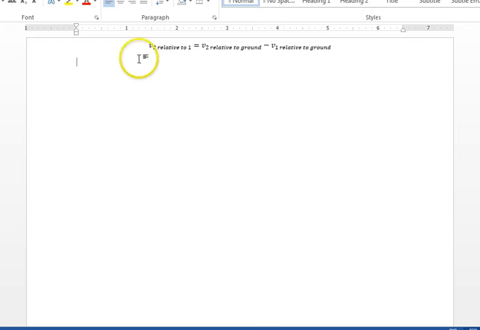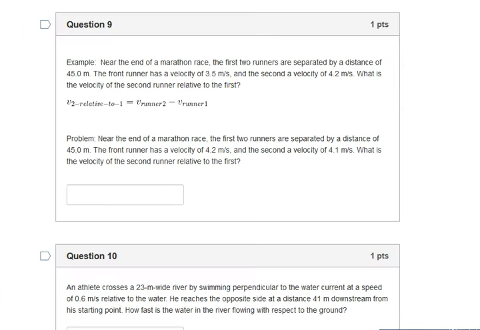So this is where we are. We got V2 relative to 1 is V2 relative to ground minus V1 relative to ground, right? It's the difference between them. And this problem is actually setting you up a little bit for the next problem. Okay, so we're gonna bring this one to an end, and I'm gonna talk about problem 10 for just a minute. All right.